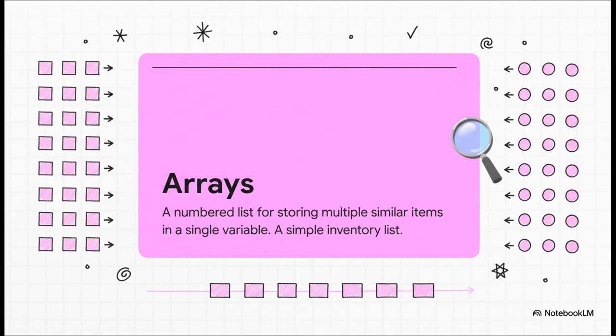A stands for arrays. Now, if an object is a collection of different things that describe one entity, an array is way simpler. It's just a numbered list of similar things. That's it. A simple list where each spot has a number, starting from 0.